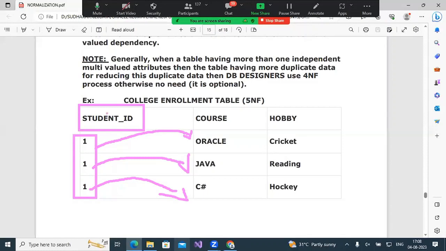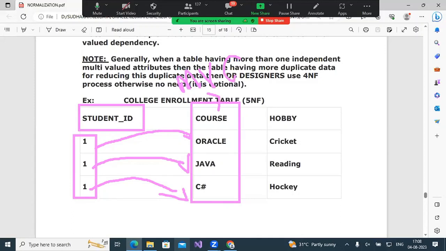That means a single column's same value is mapping with the multiple values of another column. Is it correct? Yes or no? Multiple values, what are they? Oracle, Java, C#. The same value is 1. If it is mapping like this, then this course column is called a multi-valued column.